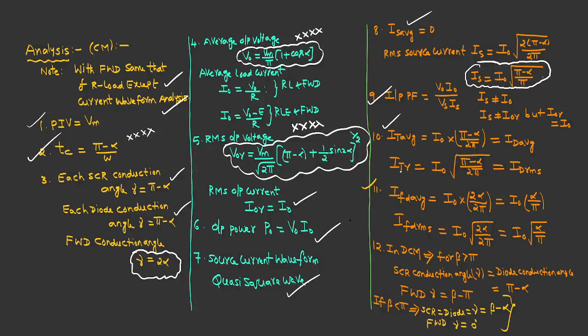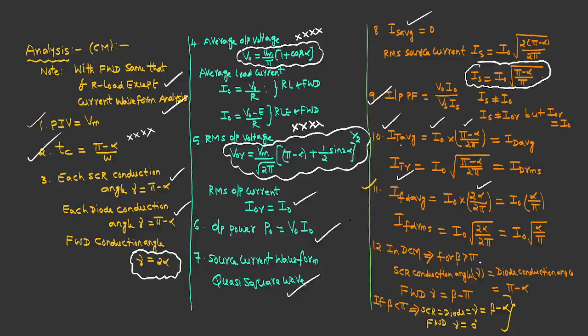What is the average value of thyristor current? If you want to calculate average thyristor current, it is amplitude into how much angle each SCR is conducting, pi minus alpha by 2 pi. For RMS thyristor current, amplitude into the same ratio, and take the square root. Each SCR conduction angle is pi minus alpha. If the question is asked for freewheeling diode, you take 2 alpha by 2 pi. Then if it is RMS, you take the square root. Easy to write. This is the operation for continuous mode.